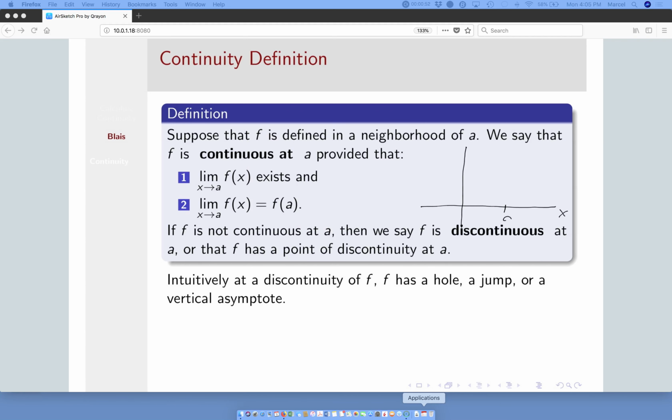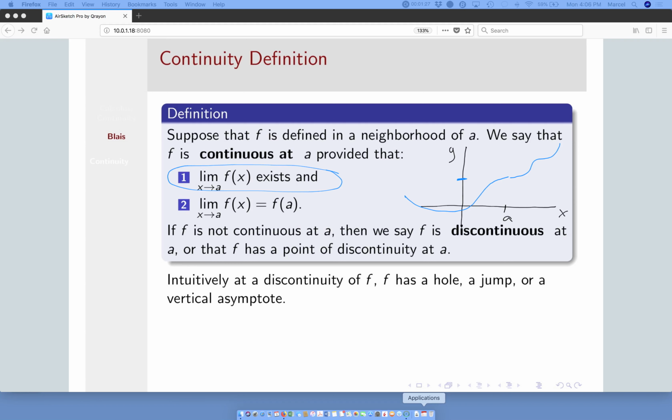So if this is our value A, then the first condition, which I'll circle in blue, tells us that the limit as x approaches A of f of x exists. So as we approach A from the left and from the right, we have to be honing in on some value. So we've got to be coming towards that from the left and then towards that from the right.